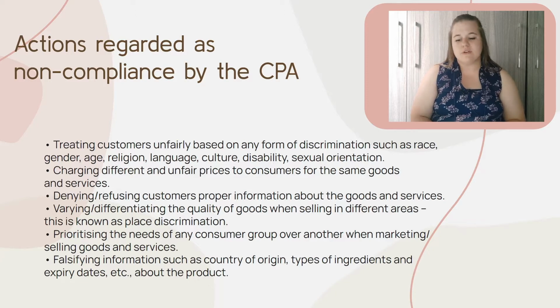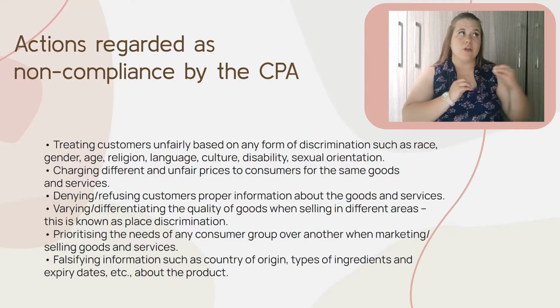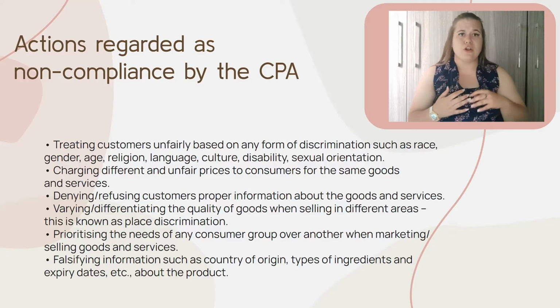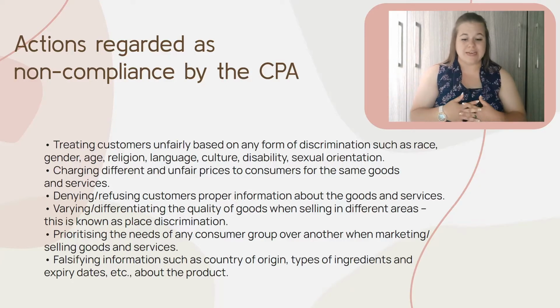Varying or differing the quality of goods when selling in different areas. This is known as place discrimination. So perhaps in the lower income areas, they sell lower quality products, but they charge the same as within the urban cities and towns. That is seen as place discrimination, and that isn't allowed.